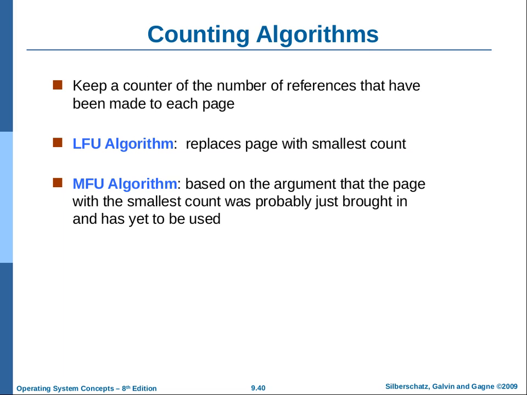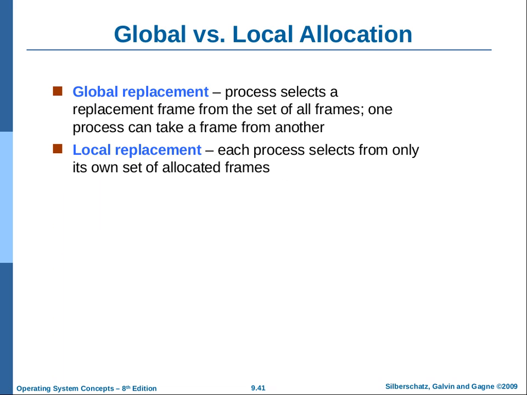Now you're going to have a counter with it. And when you go to evict, you either evict the one that was least frequently used or the one that's most frequently used. Least frequently used is hopefully specifying that, hey, this isn't used very often, maybe we'll go with that. Most frequently used says, all right, chances are the one with the smallest counter was probably just brought in and hasn't been used yet, so let's use most frequently used. These aren't used that often because they're just not good strategies in practice. But they can be.